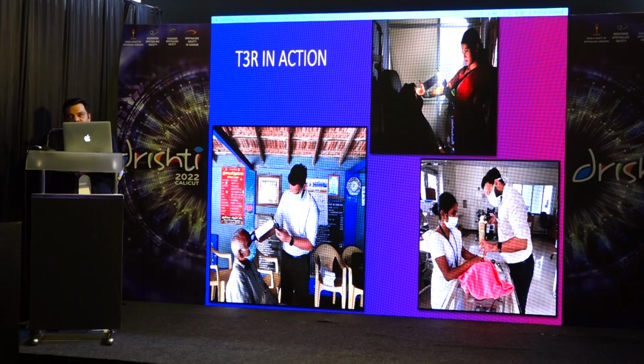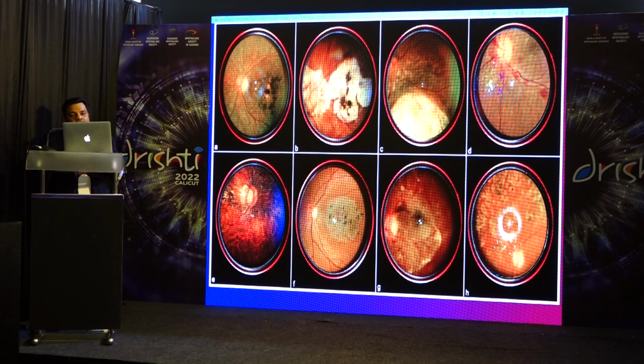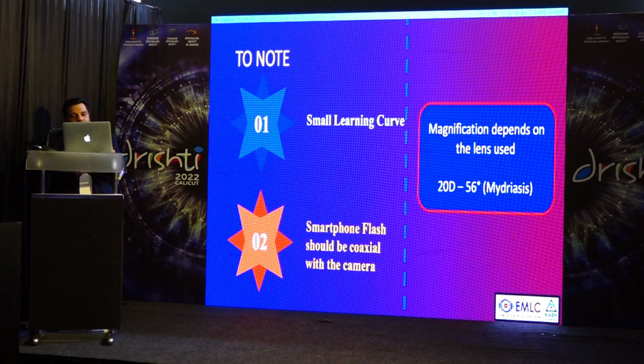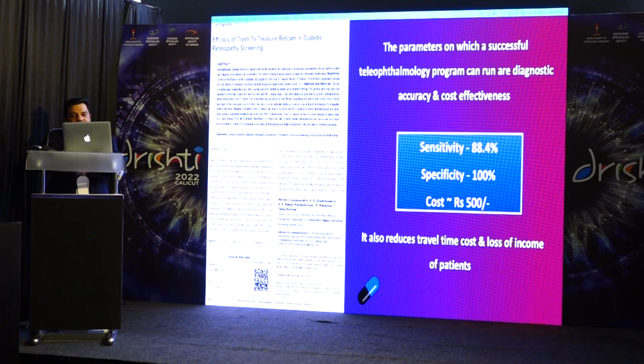So this is the T3R in action, specifically useful for DR screening in multiple peripheral centers, and it has even been used for ROP, where you can get pretty good and clear images of the posterior segment. There's a small learning curve, and the smartphone flash should be coaxial with the camera, otherwise you won't get good images. The magnification depends on the type of lens used. If you're using a 20D lens, it'll be 56 degrees, and that's ideally the best lens, because if you use a 2.2 or 22 diopter lens, then you have more reflexes coming in. This has been used for diabetic screening and found to be quite sensitive and 100% specific.